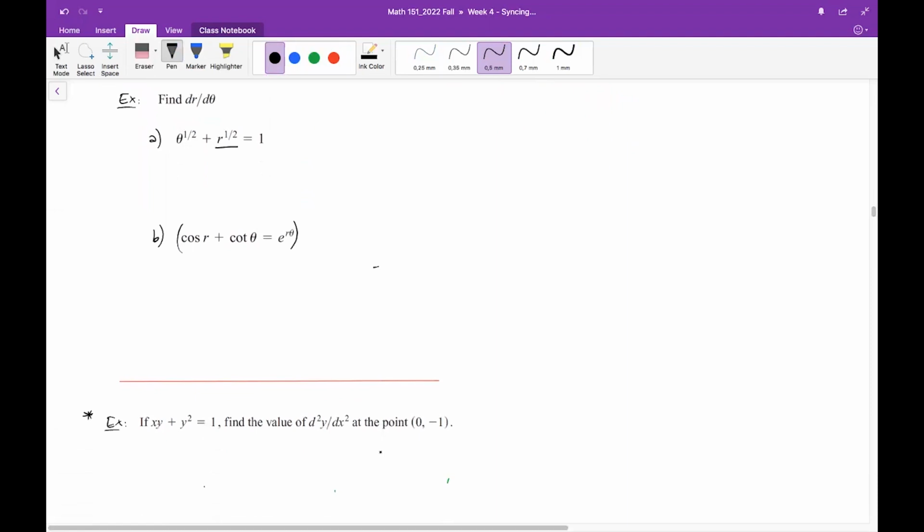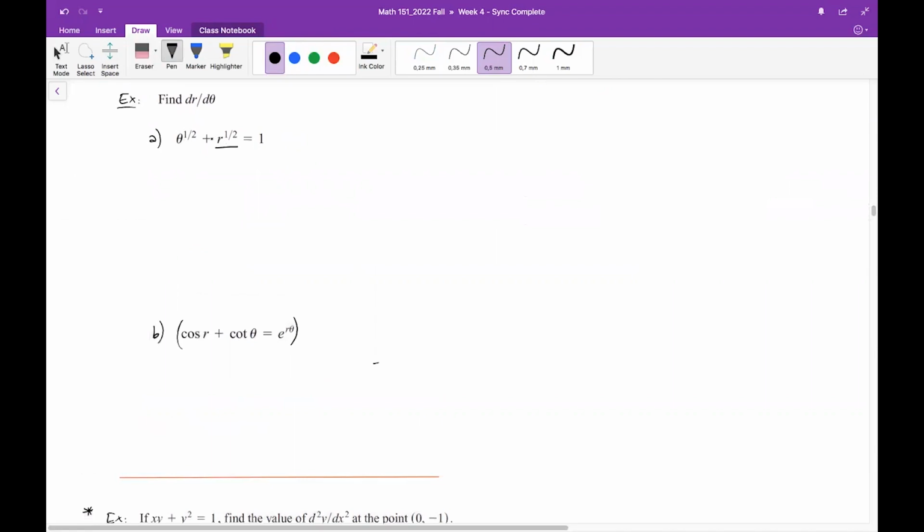Okay, let's move on. We can look at this one. So this is an equation of the function r depending on theta, okay? So this implicit equation defines the function r in terms of theta, and what we want to find is the derivative of r with respect to theta. And let's find this first derivative by using implicit differentiation, meaning that we will take the derivative of both sides with respect to theta. Okay, what is the derivative of this power function with respect to theta?